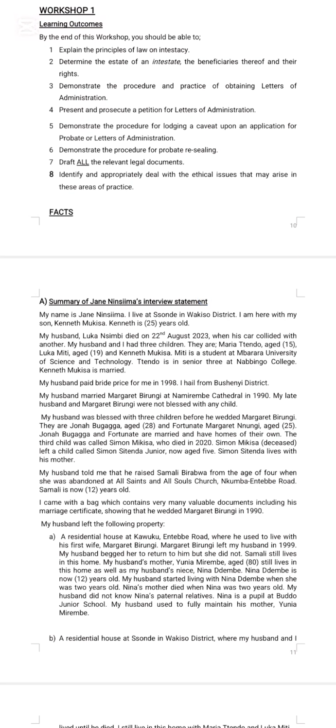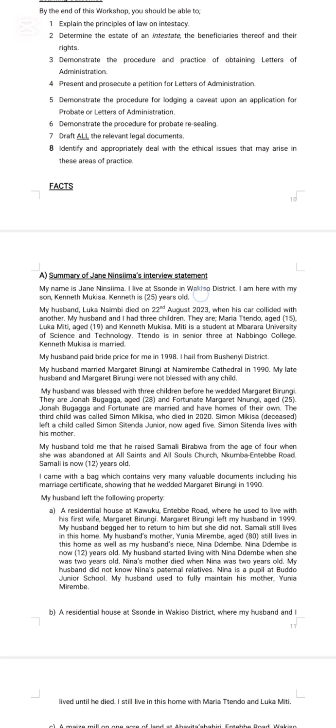Demonstrate the procedure and practice of obtaining letters of administration. So letters of administration can be obtained where the person died and did not leave a will. So basically, you have to call a meeting, take minutes of the meeting, get a certificate of no objection from the Administrator General, and then you proceed to apply for letters of administration.